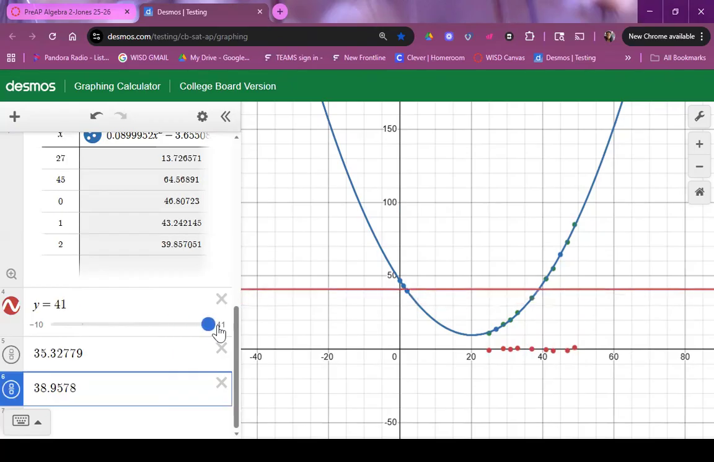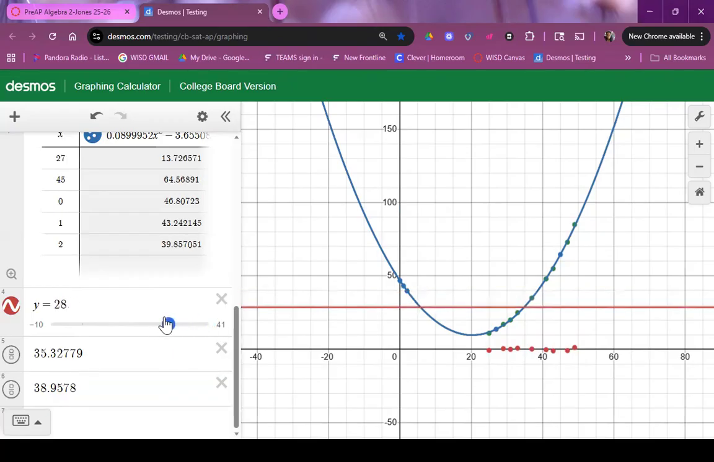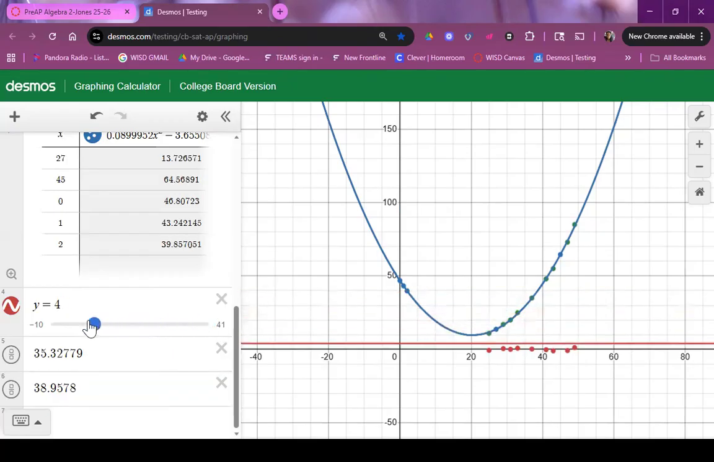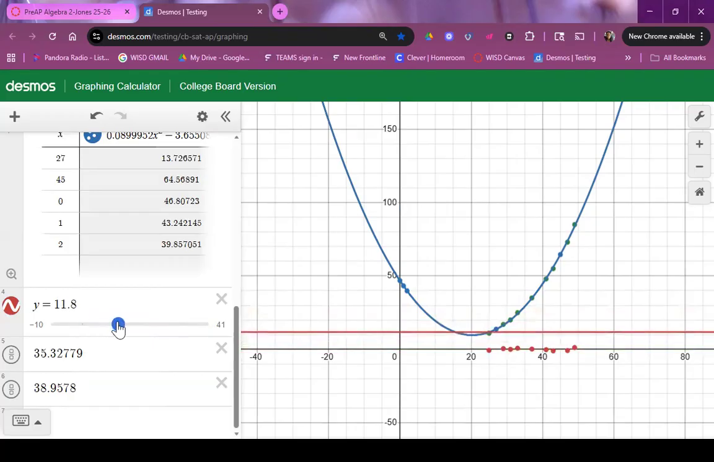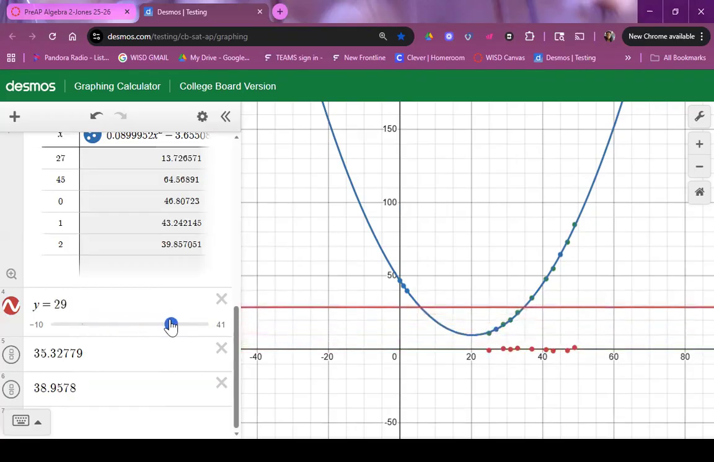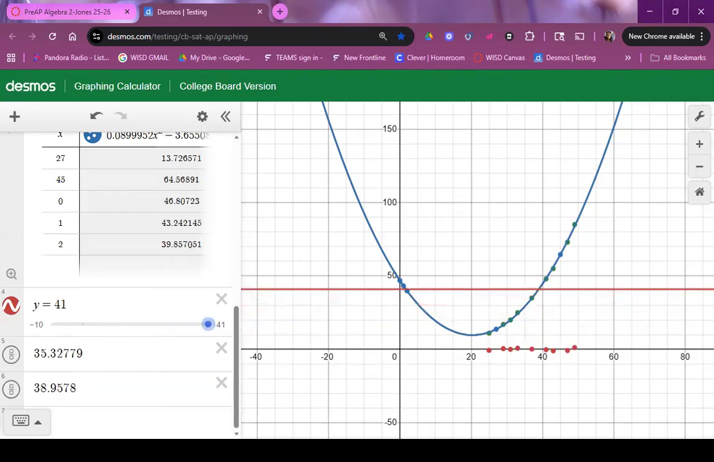So now that I'm at 41, I can move this up and down and change the value to be whatever I want it to be. It should automatically come up when you type in y equals 41.